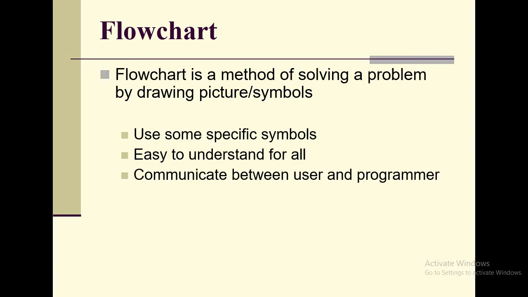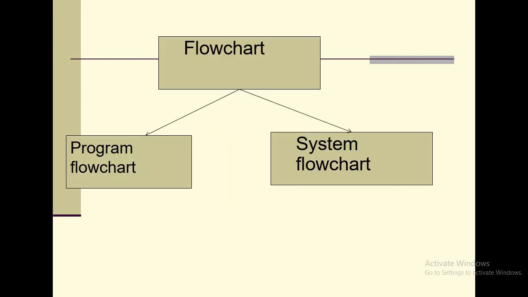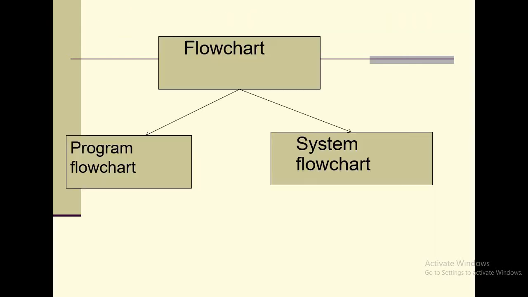A flowchart is easy for all to understand because of its pictures and visualization, and it is a way of communication between user and programmer. The user may not be able to understand difficult coding like C programming, but flowcharts and algorithms are used as an interface between user and program. There are two types of flowchart, program flowchart and system flowchart. We will start learning about the symbols used in a flowchart. There are 6 symbols for program flowchart. We will focus on program flowchart, not system flowchart.